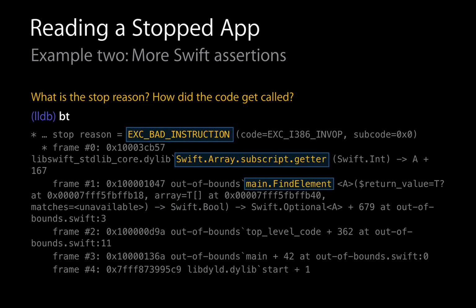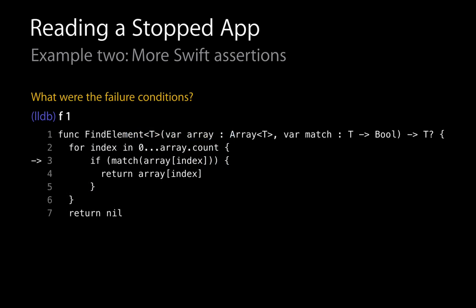Well, let's look at our own code. Now, this is a function in your own program. On the left-hand side, you see the main module, and on the right-hand side of the dot, you see the name of your function, in this case, findElement. Now, what's this code doing? FindElement is iterating across an array, and for every element in the array, it's applying a function to it. Once that function returns true, it returns that element of the array. And if that function never returns true, the function returns nil.